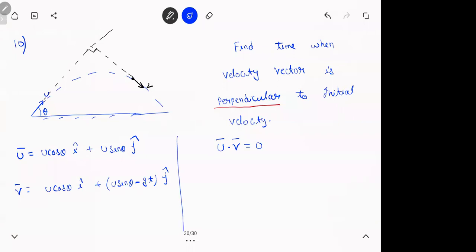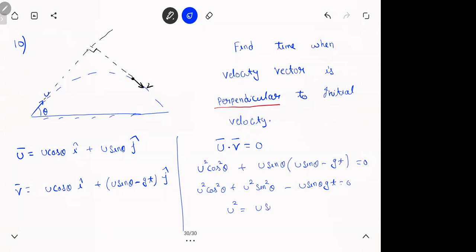Then do the dot product. What do you do in a dot product? Multiply the i components, multiply the j components. Cos square theta plus sin square theta will be u square. One u will cancel. You get a decent answer. It looks cool only: t equals u by g sin theta.